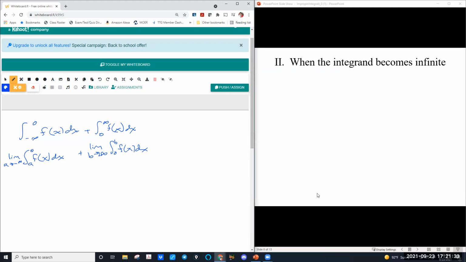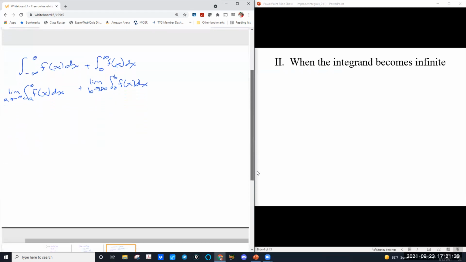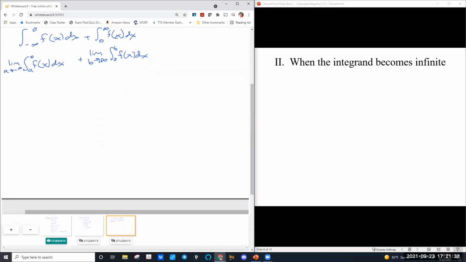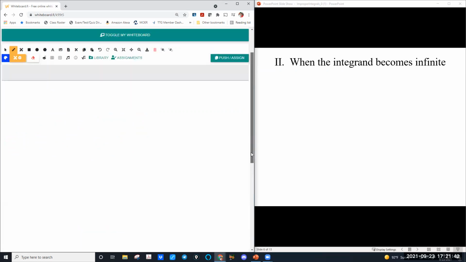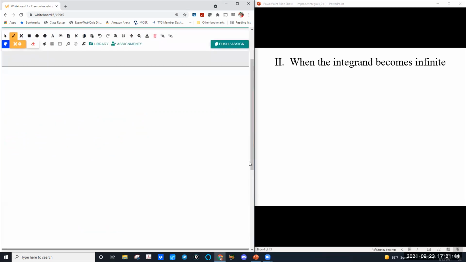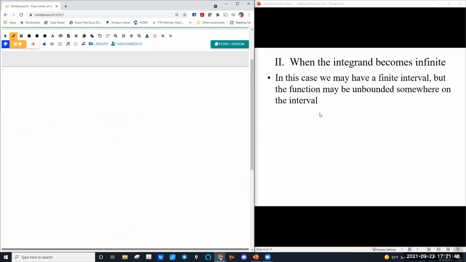Let's go to case number 2. We won't do as many of these, but these do show up. They don't come up as often in practice. We're going to be a lot more interested in the unbounded interval. Sometimes the integrand can become infinite. So in this case, the interval is finite, but the function that we're integrating is unbounded somewhere on the interval. So consider this guy here.